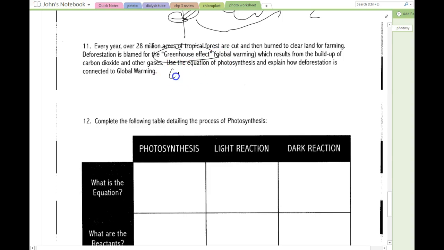So if the equation is this, we take carbon dioxide gas and H2O in order to make sugar and oxygen gas. So this is photosynthesis. We remove carbon dioxide gas from the atmosphere. So the less trees we have, the less carbon dioxide gas we can take out of the atmosphere and put into sugar. So that's going to cause a buildup of carbon dioxide gas in the atmosphere, which causes what we call the greenhouse effect. Because that gas adds a layer of air that helps trap heat.